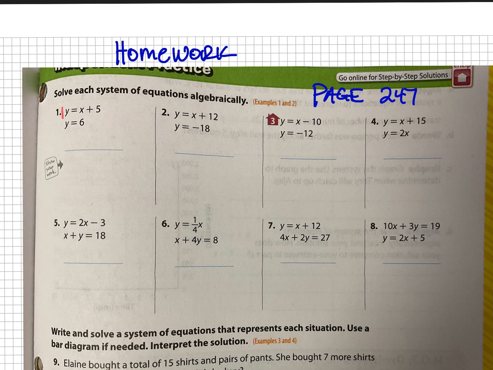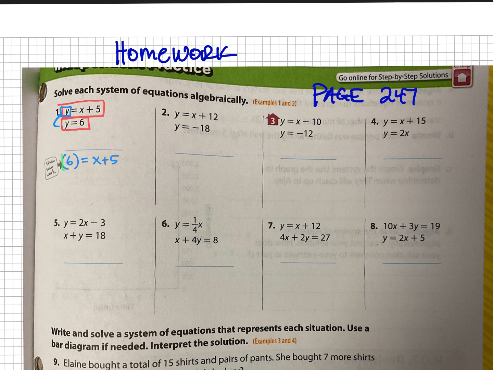I've got this equation up here that has 2 variables in it, so I can't really solve it yet. And I have this one equation down here that has 1 variable in it, so I know an answer already. So I'm going to use this information and plug it into there. If I know y equals 6, then instead of y right there, I'm going to plug in 6. So 6 equals x plus 5.